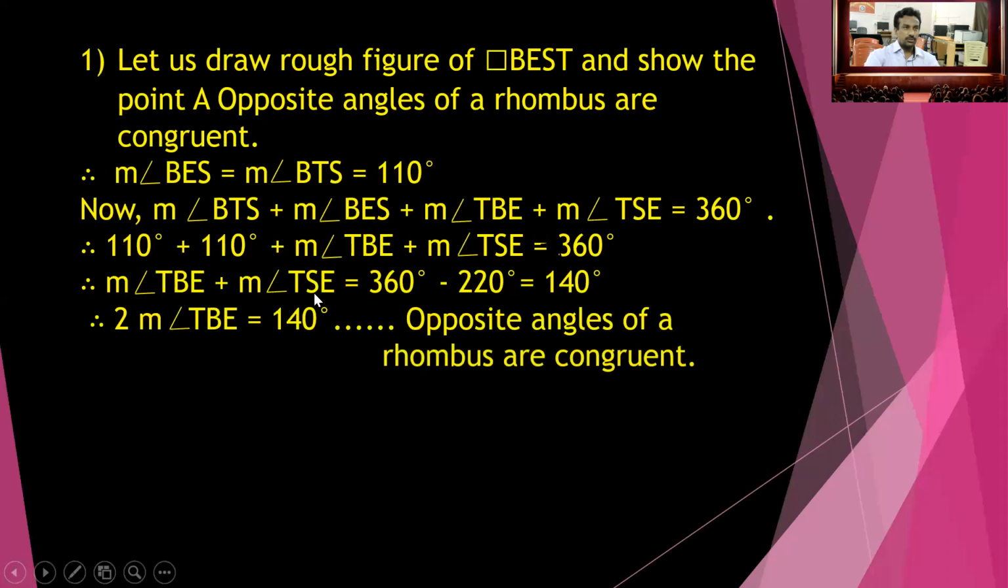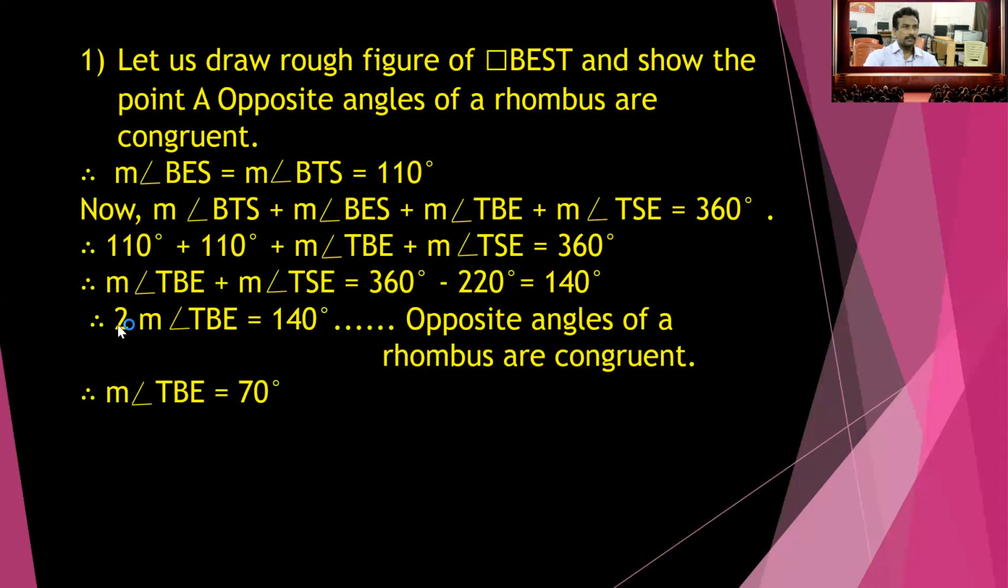Now, these two are congruent angles, TBE and TSE. These two angles are congruent, meaning having the same measures. Therefore, twice major angle TBE is equal to 140 degrees. Because both are opposite angles of the rhombus, and we know opposite angles of a rhombus are congruent. Now, major angle TBE is equal to 140 degrees divided by two.